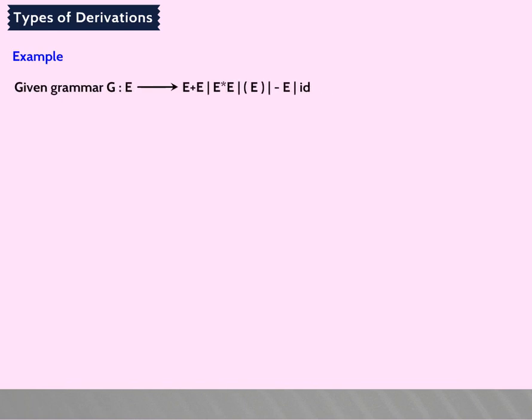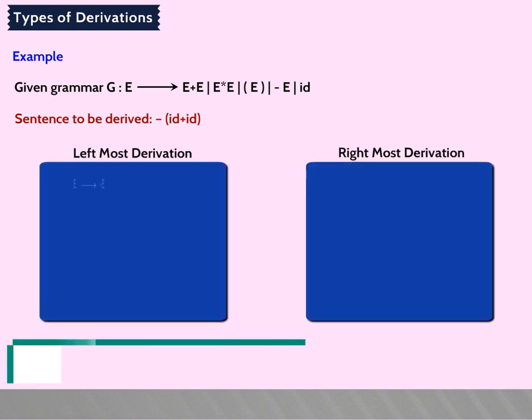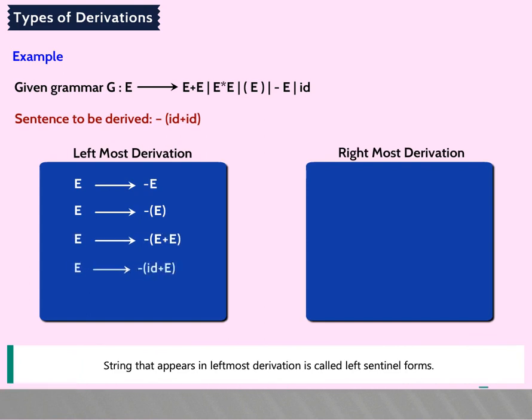Example: given grammar G, E produces E plus E, E into E, of E, minus E, ID. Sentence to be derived: minus of ID plus ID. Leftmost derivation: E produces minus E, E produces minus of E, E produces minus of E plus E, E produces minus of ID plus E, E produces minus of ID plus ID. Strings that appear in a leftmost derivation are called left sentential forms.